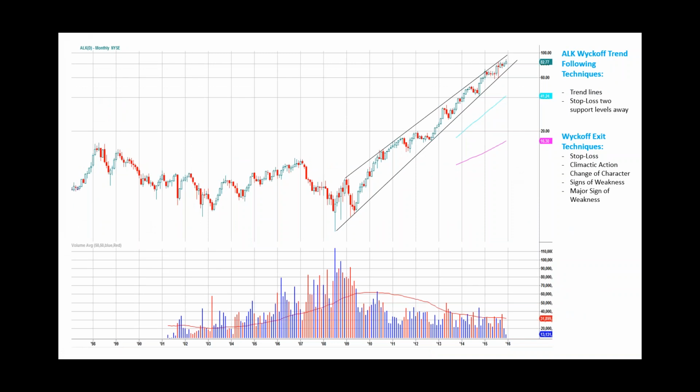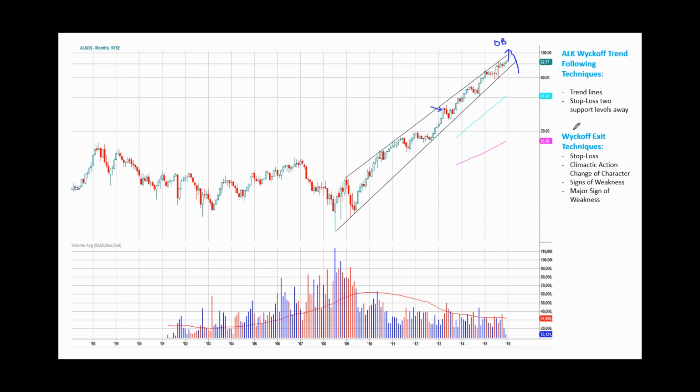For me, as I was looking at this also, I'd be looking for climactic action that spiked through the upper trend line as potential for an upcoming change of character. If you saw a really big bar going up, breaking above the upper trend line, we become significantly overbought. That would be a big danger sign for me, particularly if volume was very, very high, because that would indicate that we had a lot of selling going on in that bar.